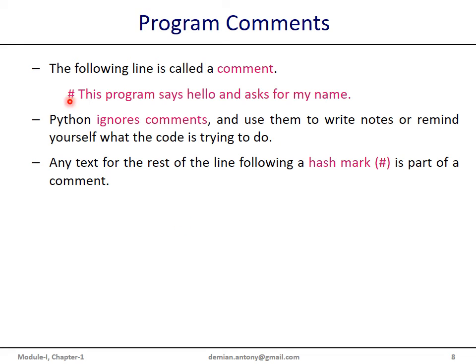Program comments. The following line is called a comment. In Python, a comment starts with the special character hash mark, and Python ignores these comments. Thus, the programmer can use these comments to write notes about the code, and any text for the rest of the line following a hash mark is a part of a comment.